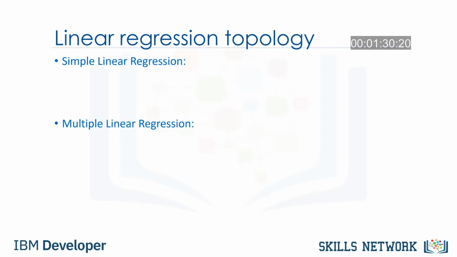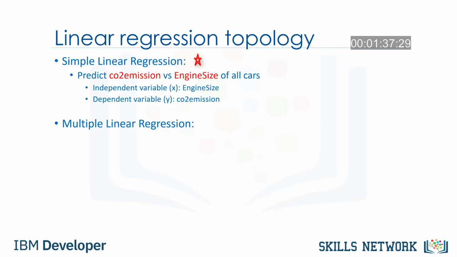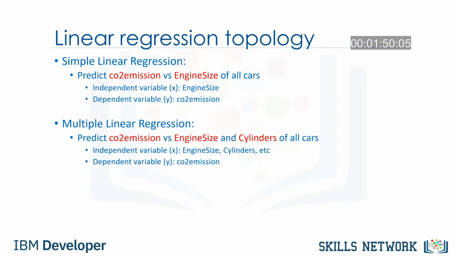There are two types of linear regression models. They are simple regression and multiple regression. Simple linear regression is when one independent variable is used to estimate a dependent variable. For example, predicting CO2 emission using the engine size variable. When more than one independent variable is present, the process is called multiple linear regression. For example, predicting CO2 emission using engine size and cylinders of cars. Our focus in this video is on simple linear regression.